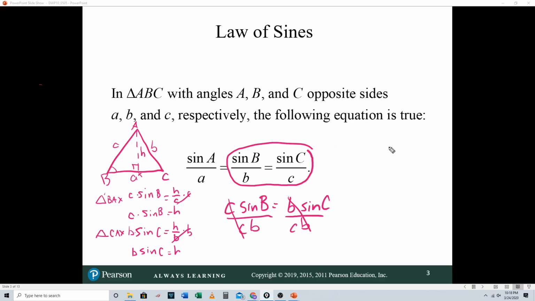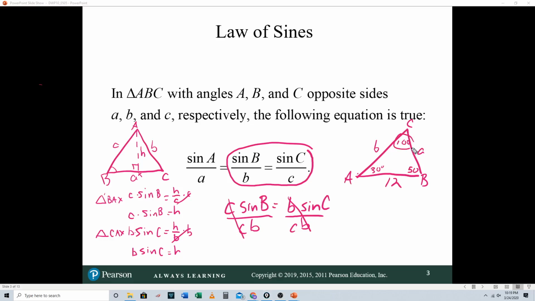For example, if they gave us a triangle with A, B, and C, where A is 30 degrees, B is 50 degrees, and C is 12, then I don't have a side opposite either of those angles. I have to have at least one angle and its opposite side to find the rest. If I have two angles, I can use the fact that everything adds up to 180. These add up to 80, which means this is 100 degrees.